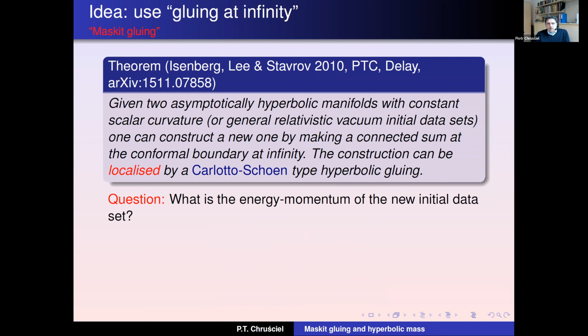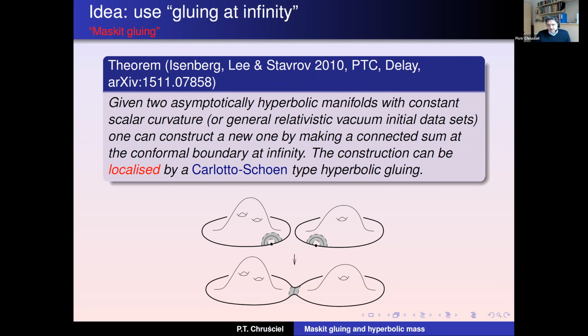And so, well, you see this result and you think, okay, there's something called energy momentum in general relativity. So what happens with this energy momentum when you do this? And the obvious first reaction is, well, what could happen here? They would just add, right? So that's the obvious first reaction, and that's not exactly what's happening, but essentially that's what's happening, right?